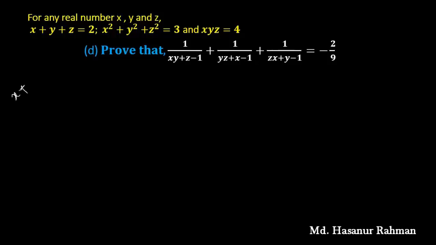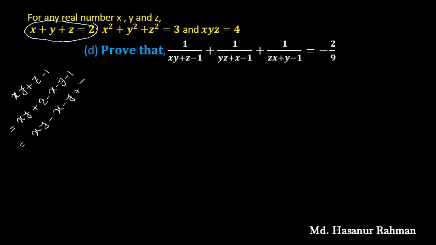Suppose xy plus z minus 1. Then we can write, instead of z, from this one, look at this, we can write 2 minus x minus y. So xy plus 2 minus x minus y minus 1. So we can easily say this one, xy minus x minus y plus 1. If I take x as common, that means we will get x into y minus 1 minus 1 into y minus 1.